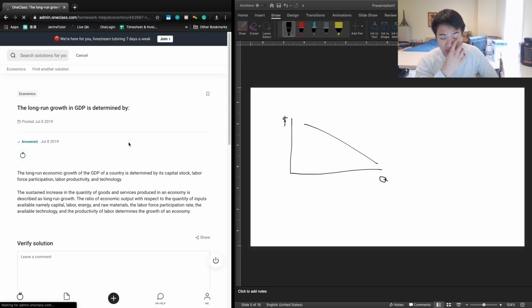The next question says, long-run GDP growth is determined by which of the following? And so long-run GDP growth is basically how much GDP grows per year. And so that's going to be a function of all the elements that make up productivity. So there's going to be labor productivity, how large the labor force is, and the investment in capital that is available, both human capital as well as physical capital.